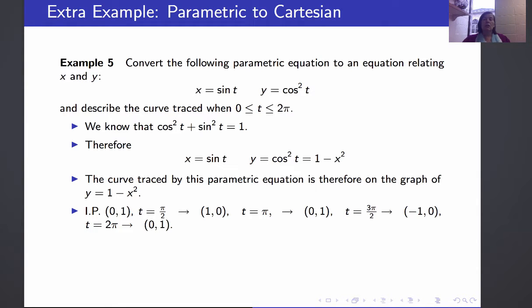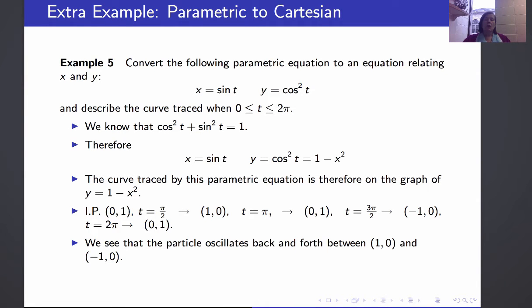And when t increases to 3 pi over 2, the corresponding point on our curve is the point (-1, 0), again on the x-axis but to the left of the origin. And when t increases further to 2 pi, the corresponding point on the curve is back at the initial point again on the y-axis, the point (0, 1).